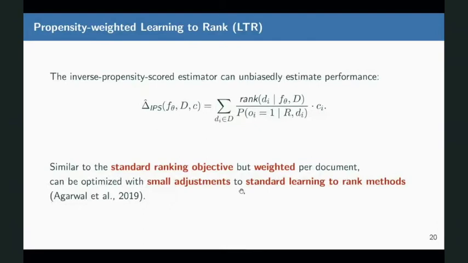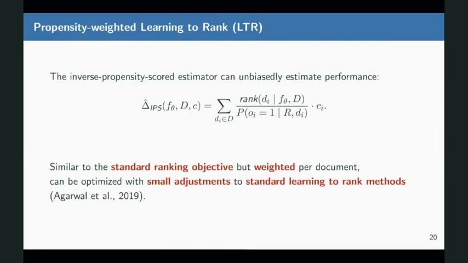To restate what we've seen so far, the idea of the IPS estimator is that you reweigh your clicks. So some clicks are reweighted inversely to the probability of examination. So the more likely someone is to look at something, the lower the weight. If people very rarely look at something, the higher the weight, to compensate that fewer people are looking at it.